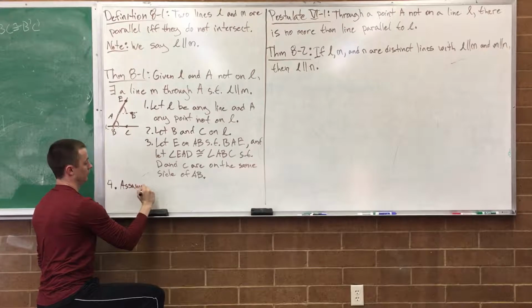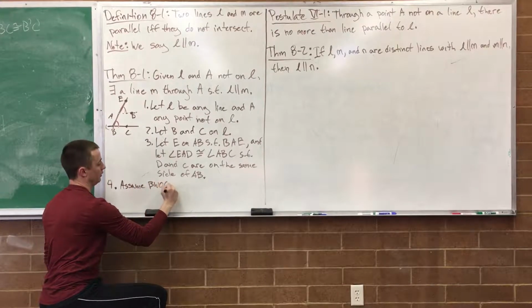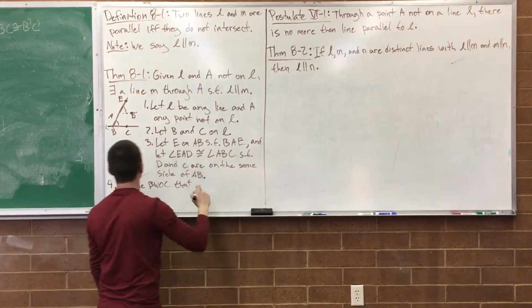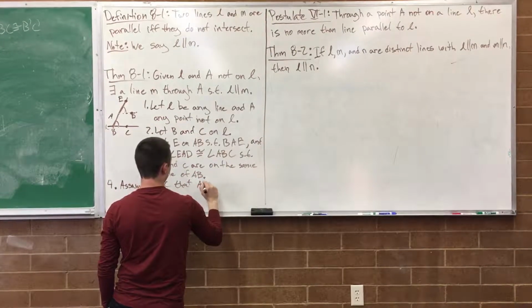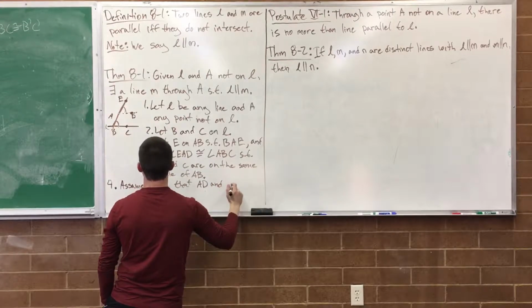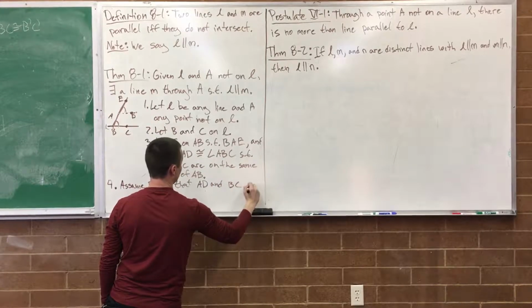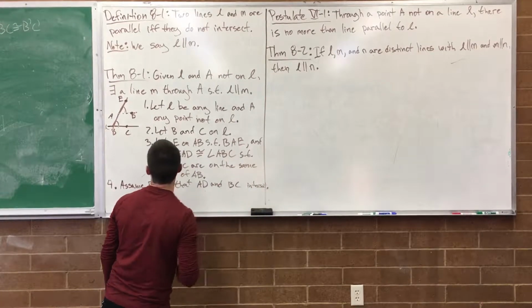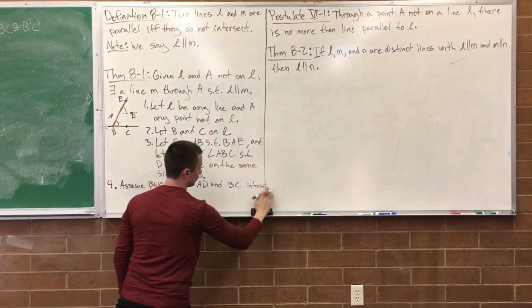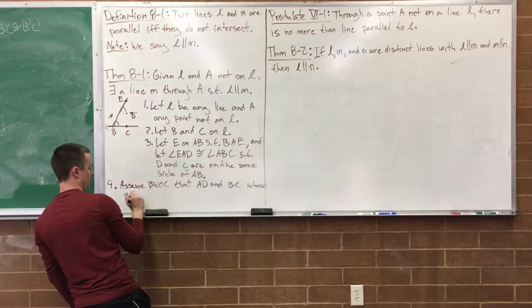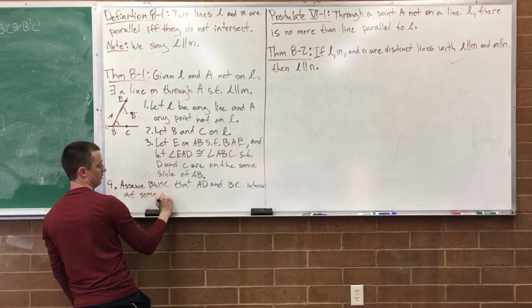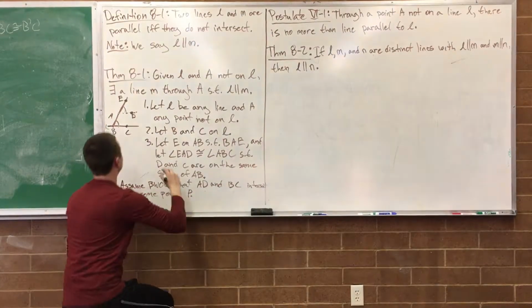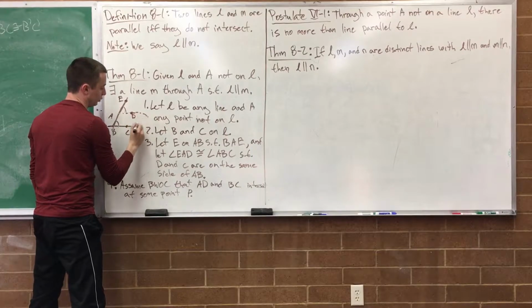Assume, by way of contradiction, that AD and BC intersect at some point P. So assume these guys eventually intersect at some point P.